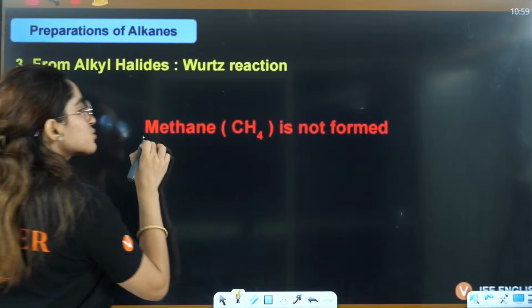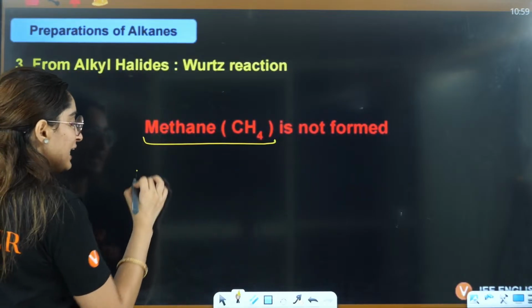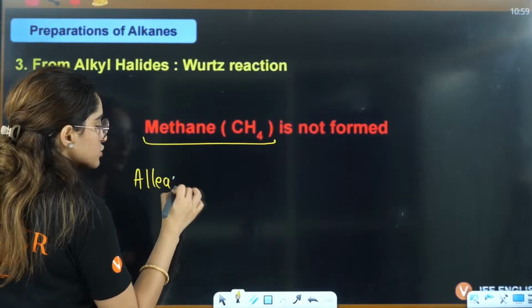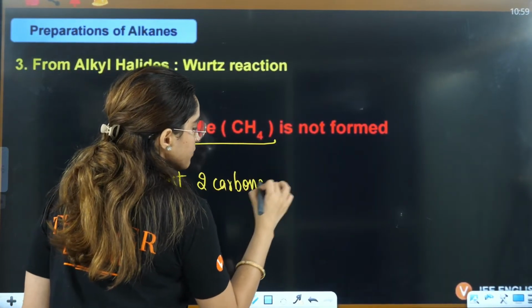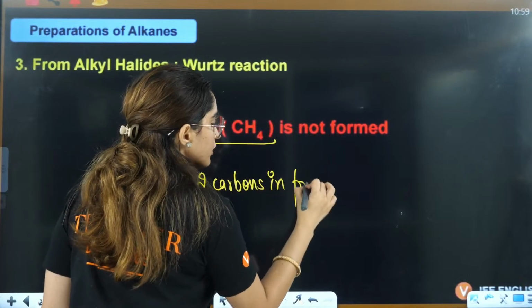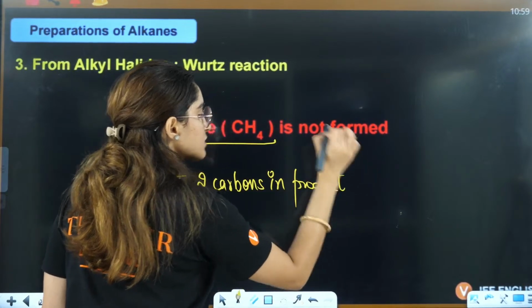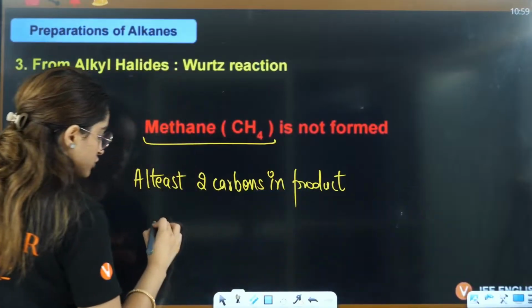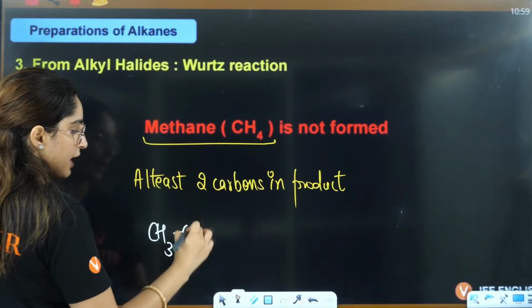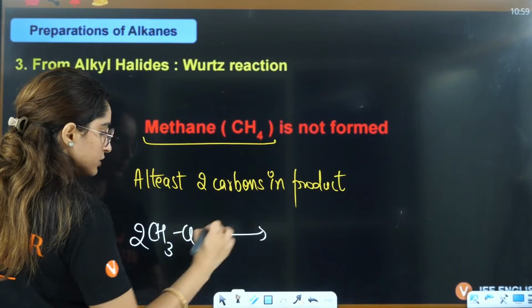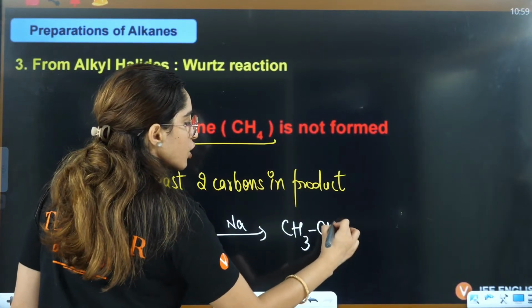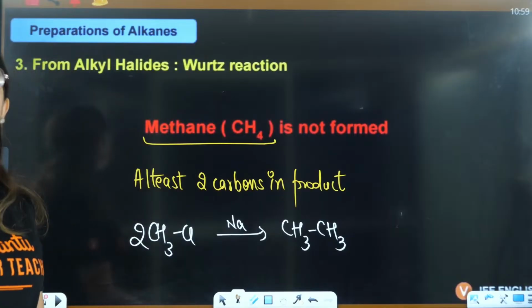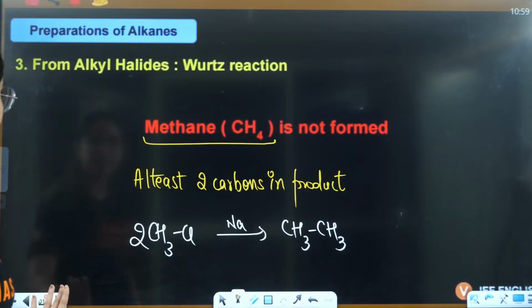Now methane is not formed because there must be at least two carbons in the product. The lowest that you can use is CH3Cl, and that will also give you CH3-CH3. So methane is never possible here, right?